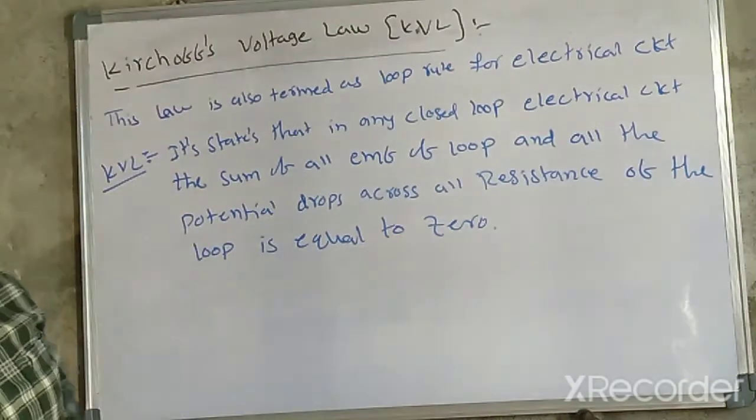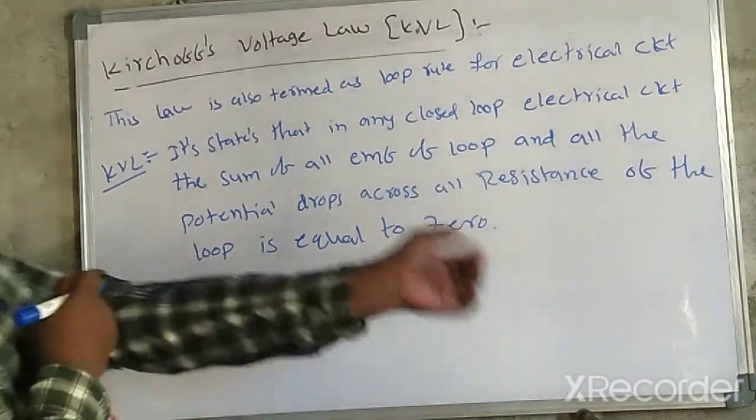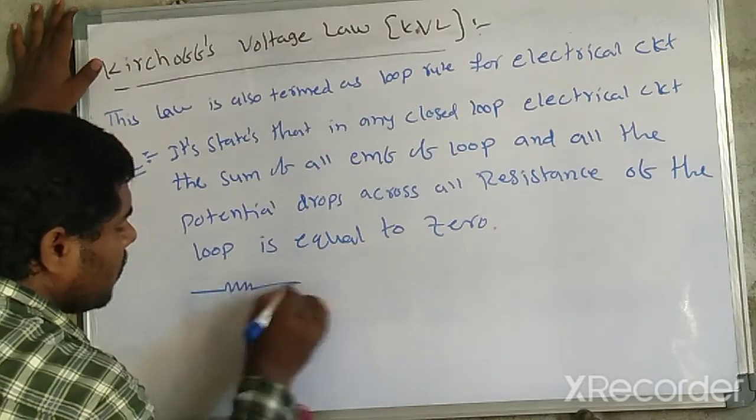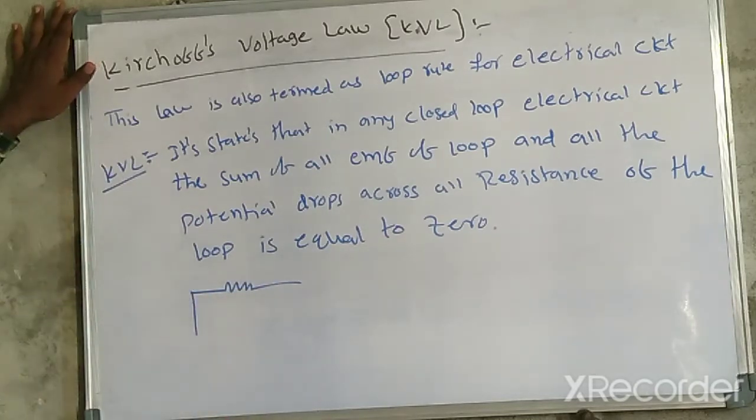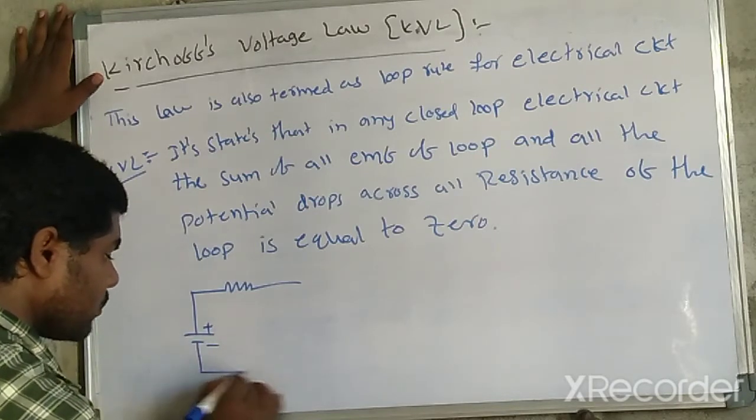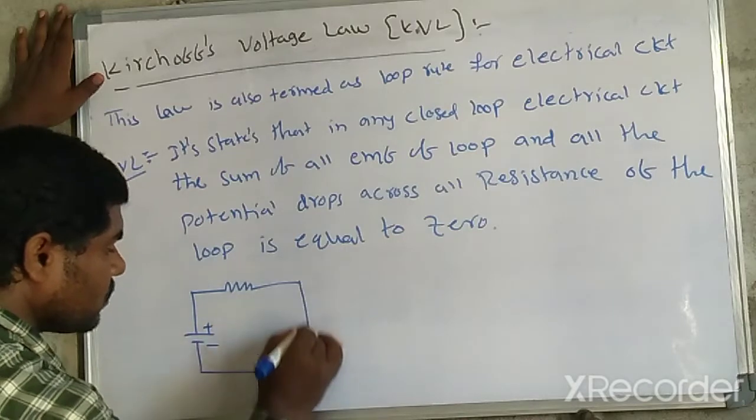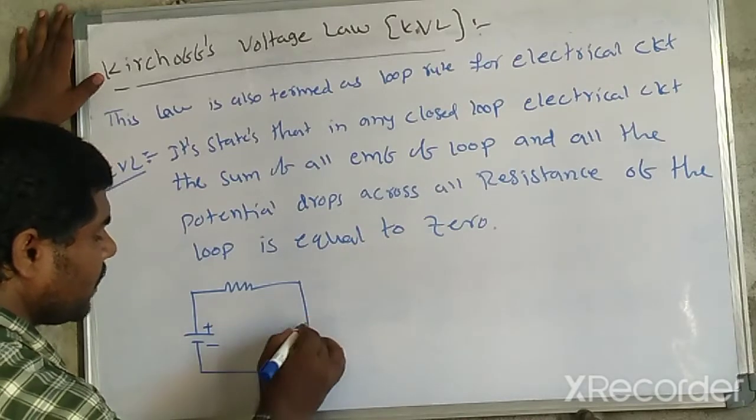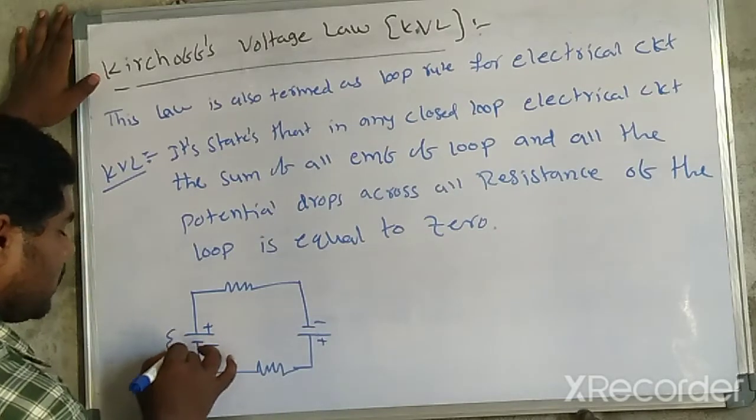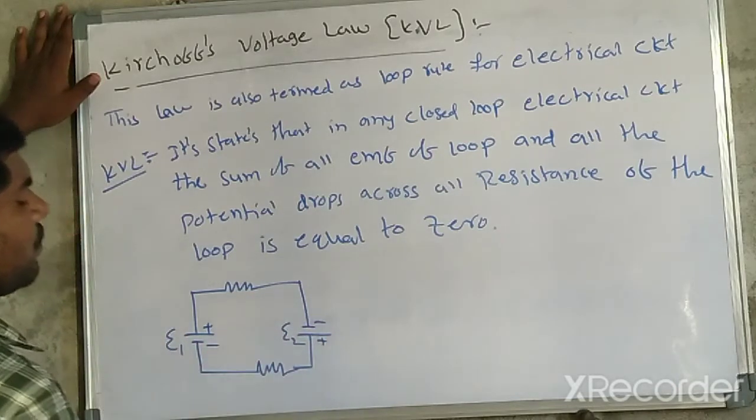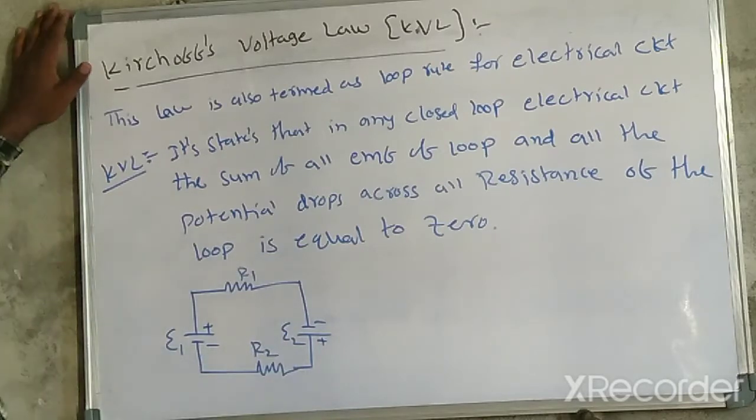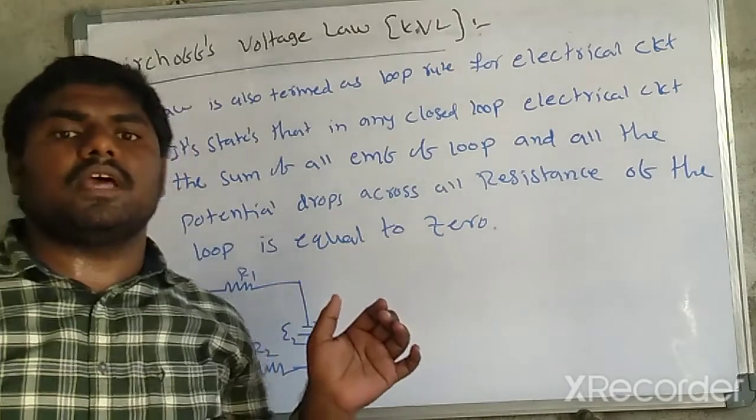So let us consider here, I am going to take one circuit diagram. This is one resistance, this is one battery, here the positive, here the negative. Here connecting another resistance. Here one more battery, this is negative, this is positive. So here the EMF E1, here the EMF E2. Here the resistance R1, here the resistance R2. This is a loop equation.